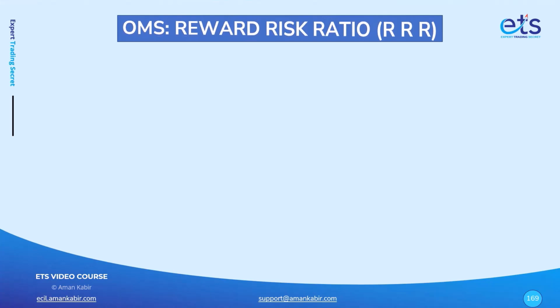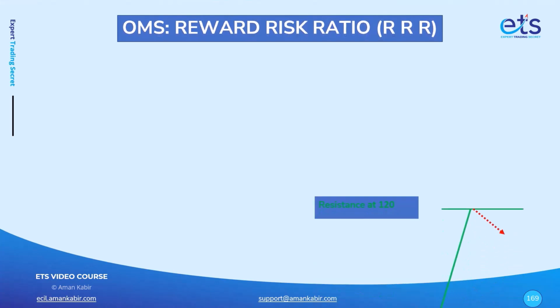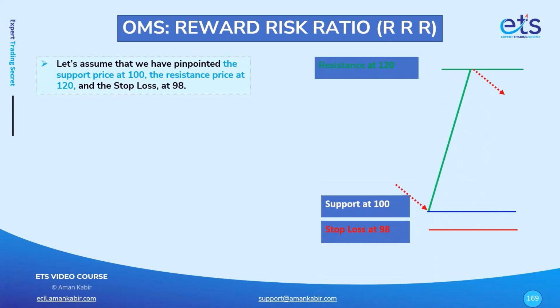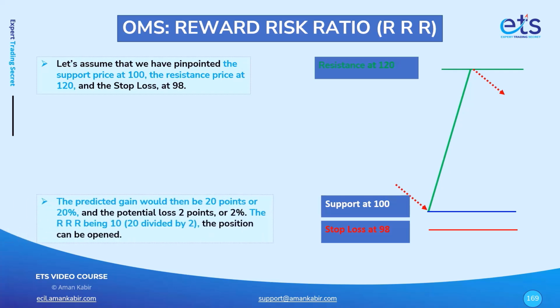OMS. Reward Risk Ratio, RRR. Let's assume that we have pinpointed the support price at 100, the resistance price at 120, and the stop loss at 98. The predicted gain would then be 20 points or 20%, and the potential loss 2 points or 2%. The RRR being 10, 20 divided by 2, the position can be opened.